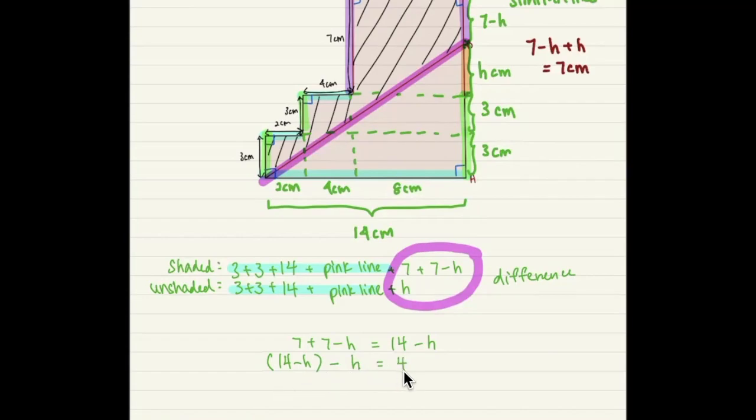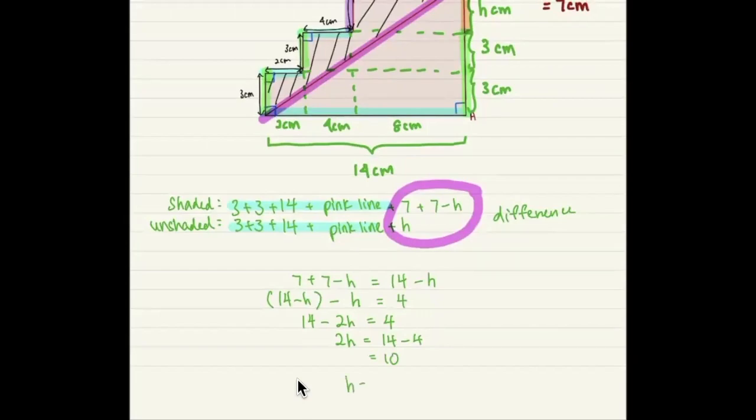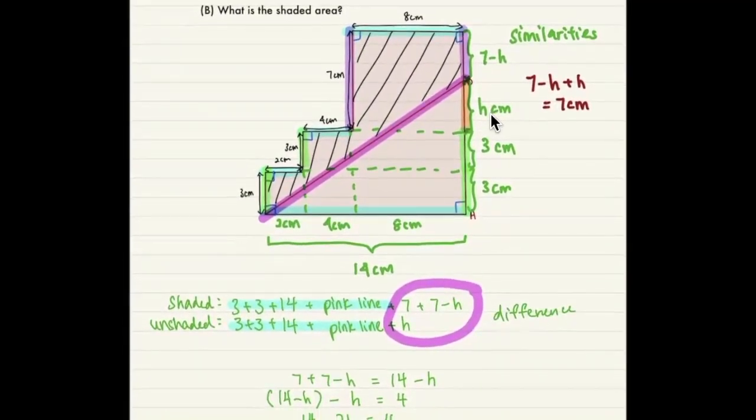So from here, it's just a simple simplification of algebra that primary 6 students have done before. It is a topic in their syllabus. So what I'm going to do is group the numbers together and group the alphabets together. So here I'll have minus 2h equals to 4, and then 2h will be equal to 14 minus 4, which is equal to 10. So h equals to 10 divided by 2 equals to 5 cm. So now I'll go back to my figure and write in that h is 5 cm.